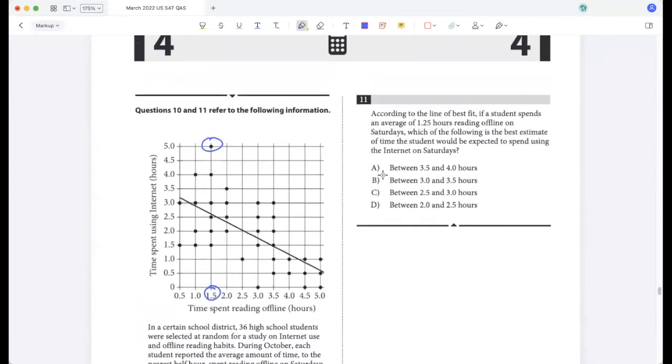According to the line of best fit, if a student spends an average of 1.25 hours reading offline, which of the following is the best estimate of the time he would spend using the internet? 1.25 would be between 2.5 and 3.